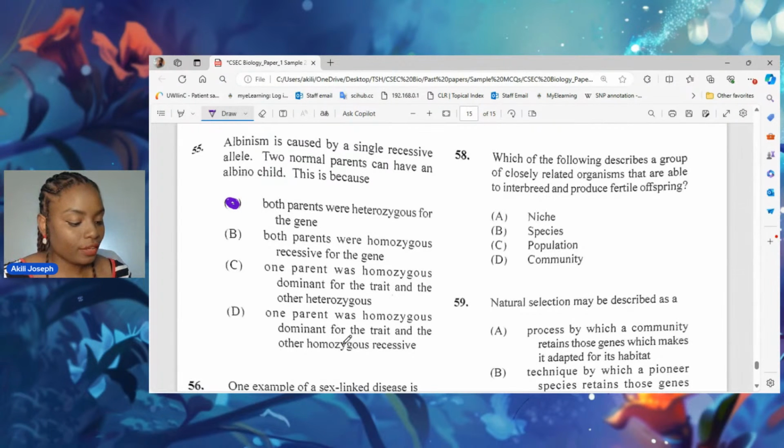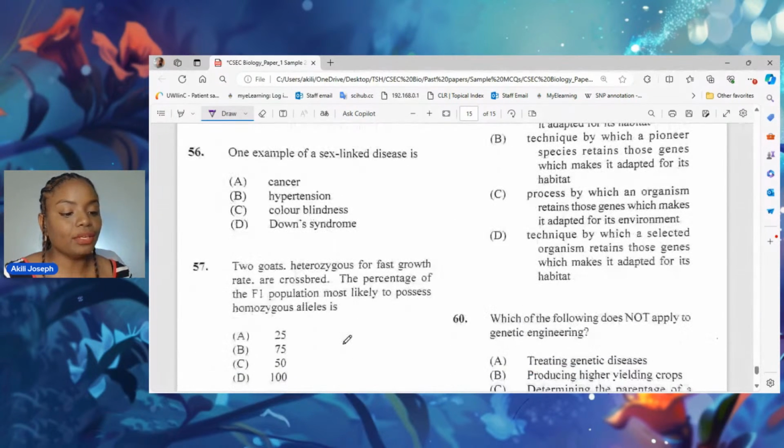56. One example of a sex-linked disease is going to be A, cancer, B, hypertension, C, color blindness, or D, Down syndrome. This is going to be C. Yeah, you got some questions on that.